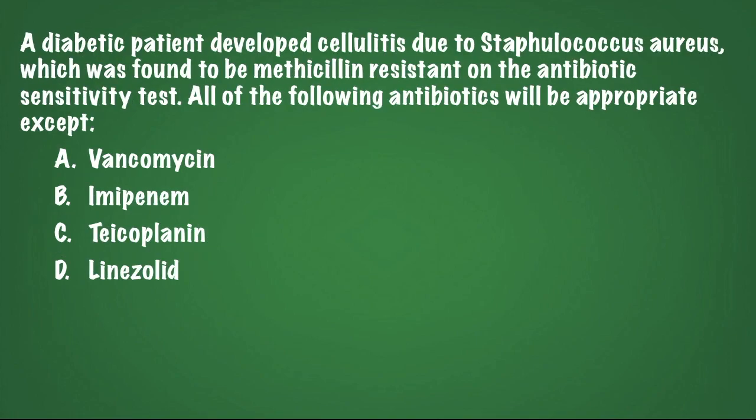A diabetic patient developed cellulitis due to Staphylococcus aureus, which was found to be methicillin resistant on the antibiotic sensitivity test. All of the following antibiotics will be appropriate except vancomycin, imipenem, teicoplanin, or linezolid. The correct answer is imipenem. Now, imipenem is a carbapenem and does not have bactericidal action against MRSA, but has a broad antibacterial spectrum covering both gram-positive and gram-negative bacteria.